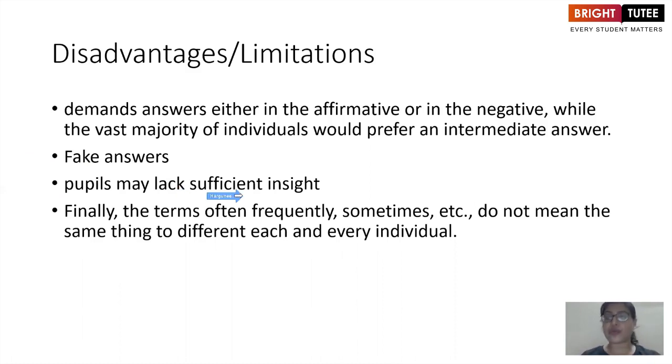People who have less insight or are less aware about themselves, that may possibly act as a limitation. If they are themselves not very well aware of themselves, how will they respond to the various situations or items given in a particular question? So it's important that self-awareness should be there. Finally, the terms often, frequently, sometimes, etc. do not mean the same thing to different people. For somebody, often may mean something else, for someone frequently, and sometimes may mean something else. So that may create confusion at times.